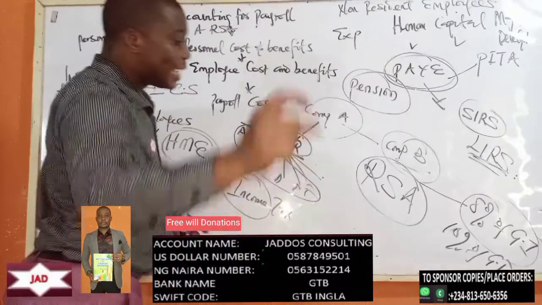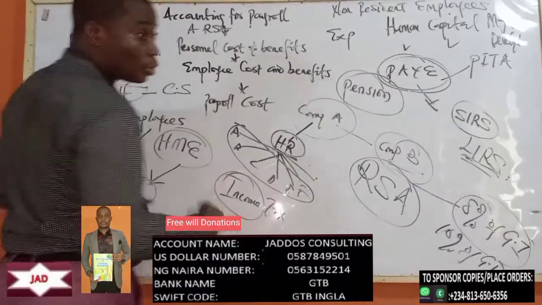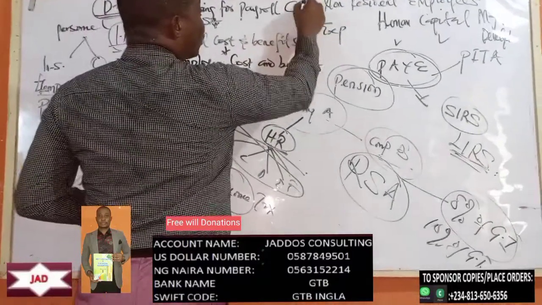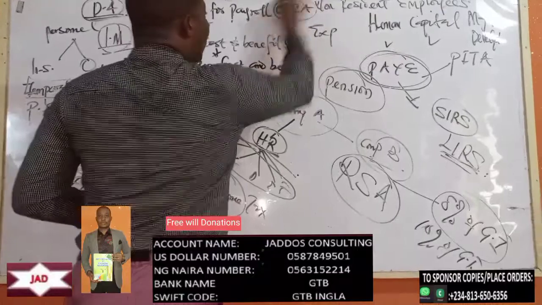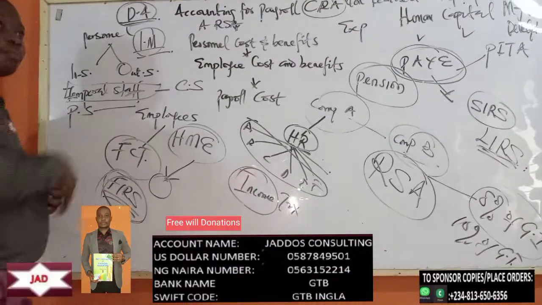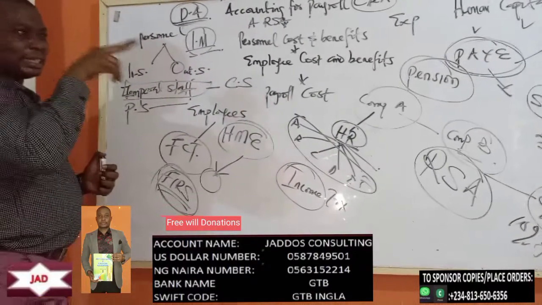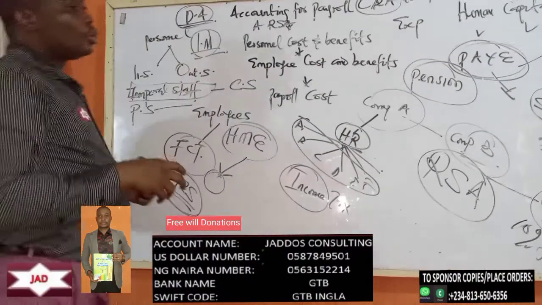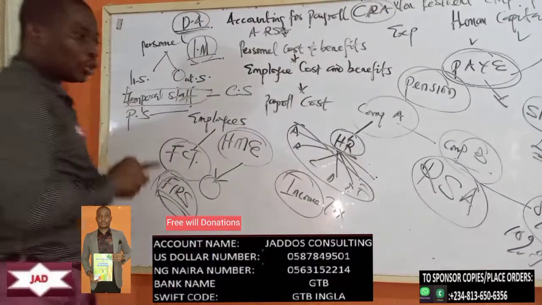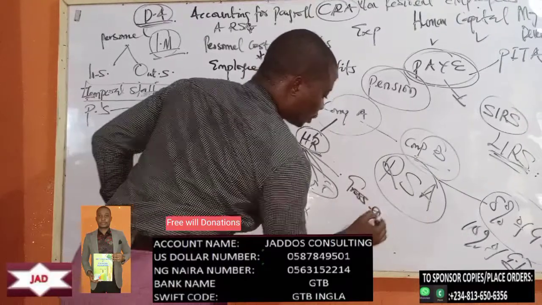Okay, now the idea is that while trying to compute the income tax, there's something called Consolidated Relief Allowance. Now what we're saying is that, usually before the amendment, we had basic salaries, we had allowances and all that. But the amendment actually brought everything down to what? The gross income, what we call the gross emolument.